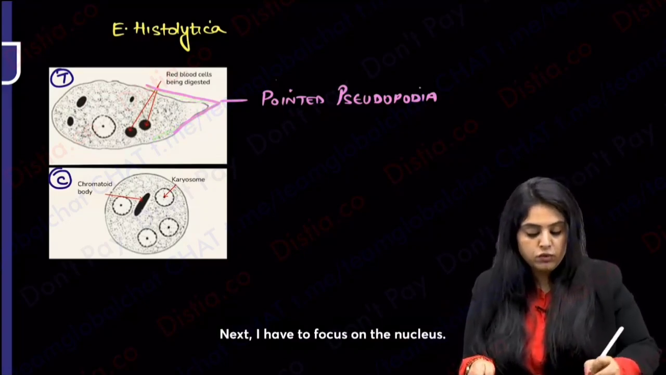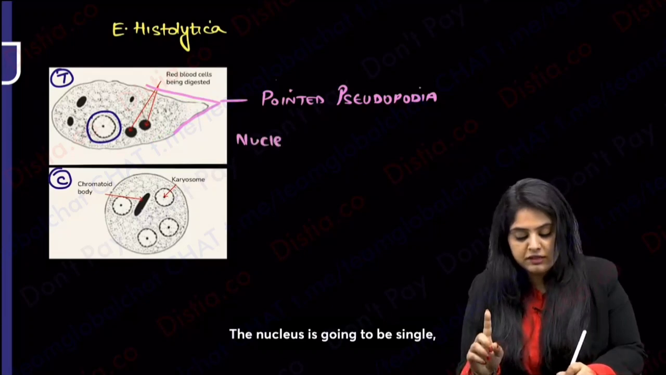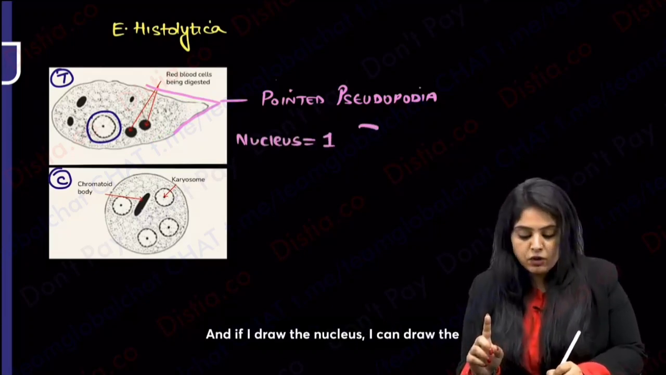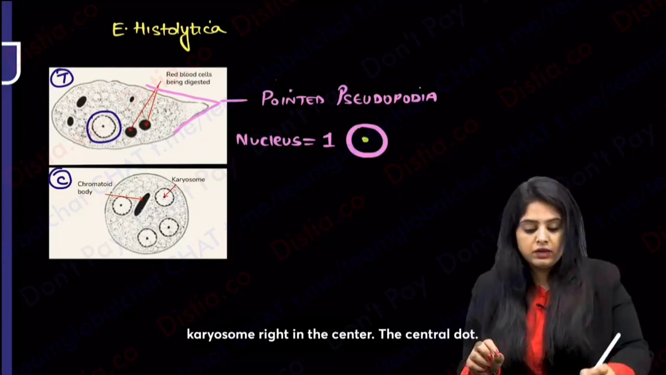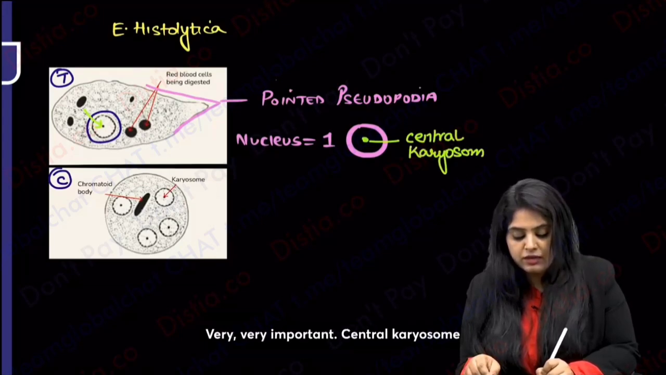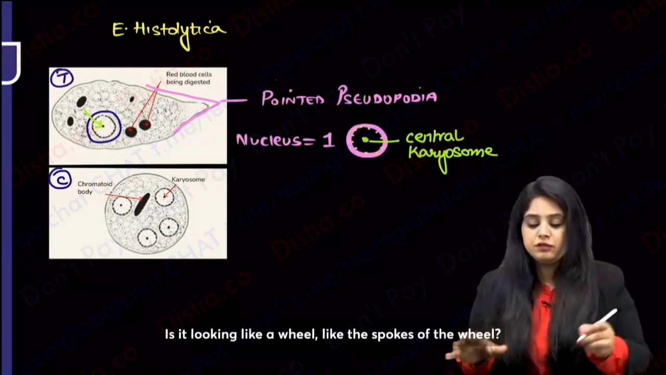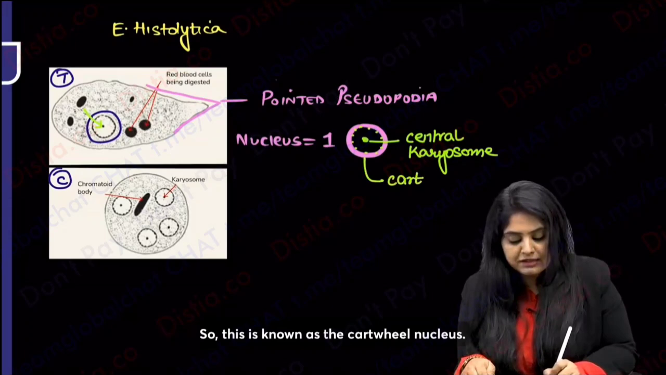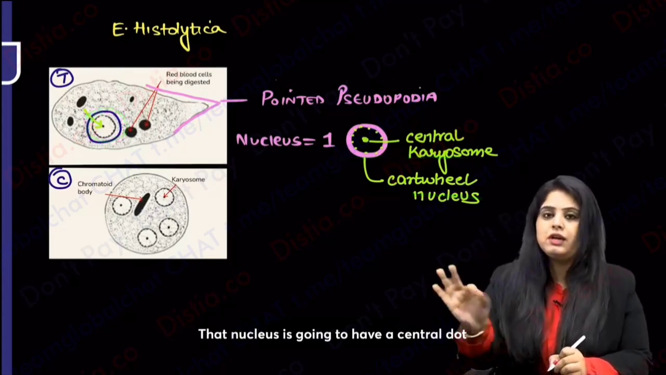Next, I have to focus on the nucleus. What is the number of the nucleus? The nucleus is going to be single, so the nucleus is going to be 1. And if I draw the nucleus, I can draw the karyosome right in the center, the central dot. Can we all see that central dot? So this is known as a central karyosome. Very, very important. Central karyosome, and all the other chromatin is on the side. Is it looking like the spokes of a wheel? So this is known as the cartwheel nucleus. This is the identification point over here. You'll see one nucleus. That nucleus is going to have a central dot and a cartwheel appearance.